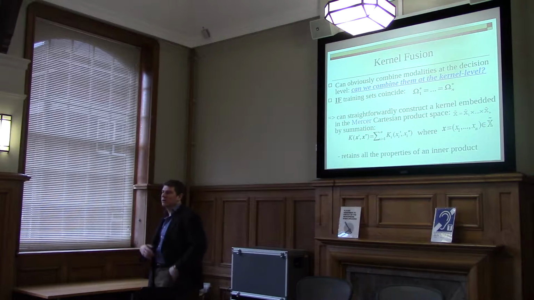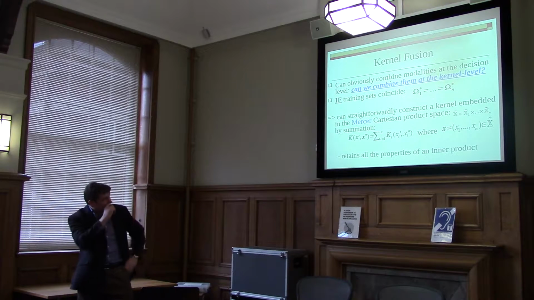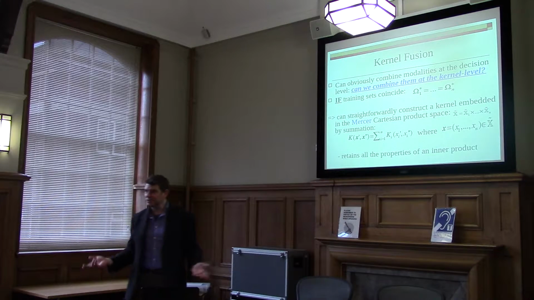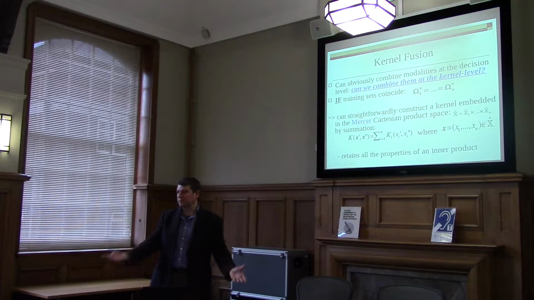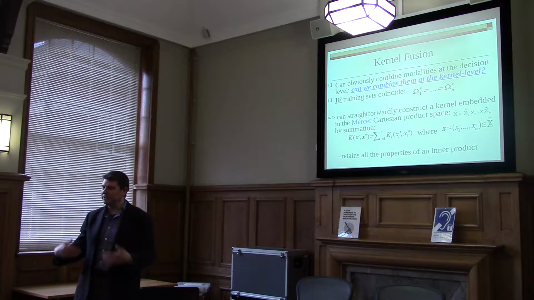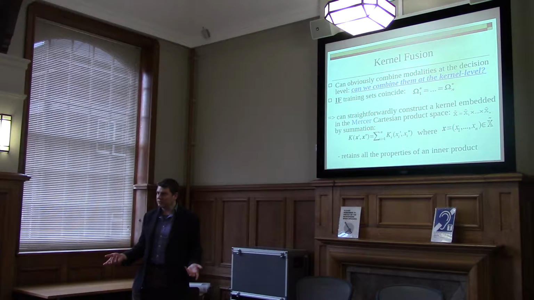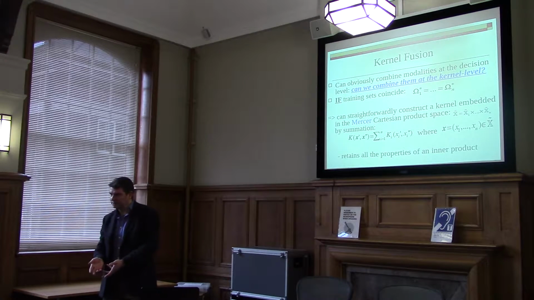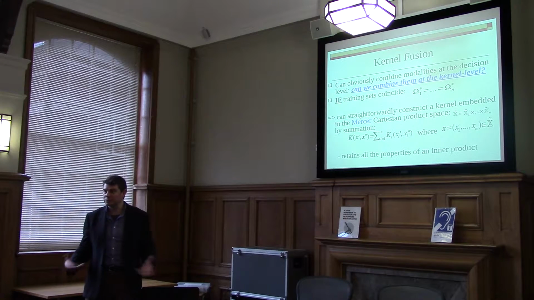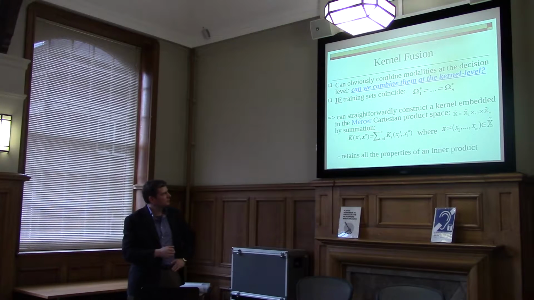So looking now at the kernel fusion problem, when you combine kernels together, you can combine modalities at the decision level, as we've said. You can forget your problem with missing data and simply solve your problem in each individual domain and then combine your classification output. You could do majority voting, for instance, or you could use the sum rule, which simply adds up the output of each individual classifier.